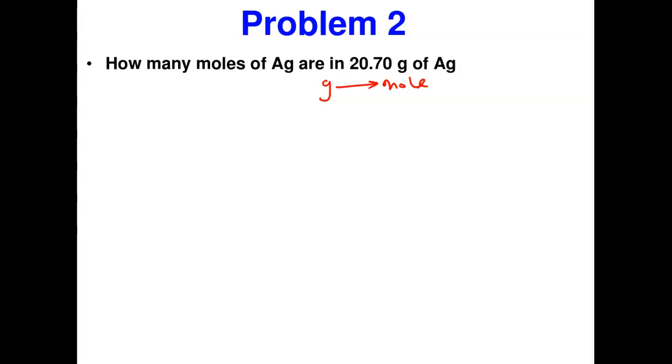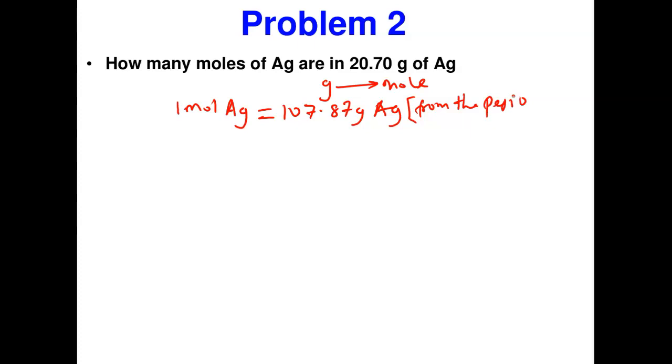Remember the way we defined mole and atomic mass. Silver is a single atom and it weighs 107.8. What that simply means is that a mole of silver weighs 107.87 grams of silver. That's where you're going to get this from, the periodic table. Let me just write it in case someone is going to listen to the class.